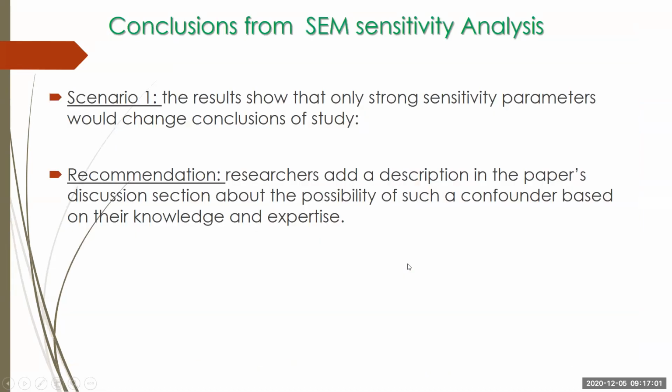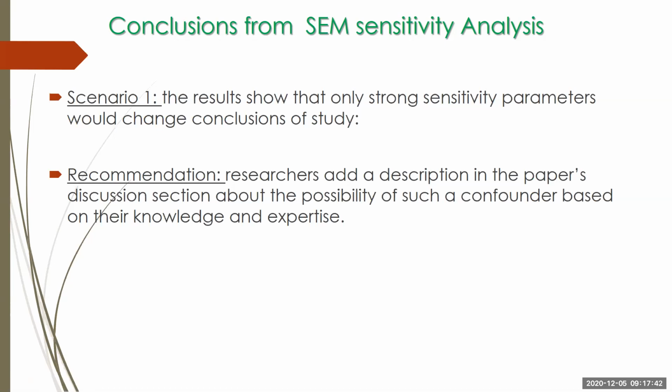Now, after sensitivity analysis, two scenarios can occur, but typically what you find is a combination of these two scenarios. The first scenario is that for some variables in the model, you found that the results are robust to an omitted confounder. So you find that only strong sensitivity parameters would change the conclusions of the study. In that case, you would just write a description of what could be that potential confounder, but this is good news.